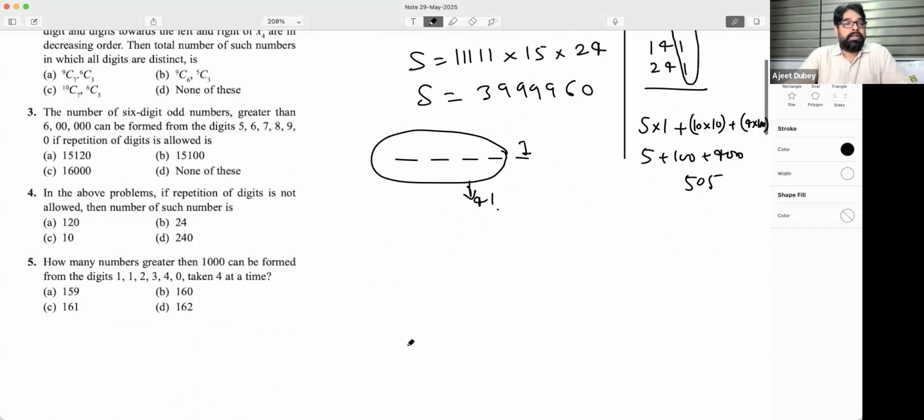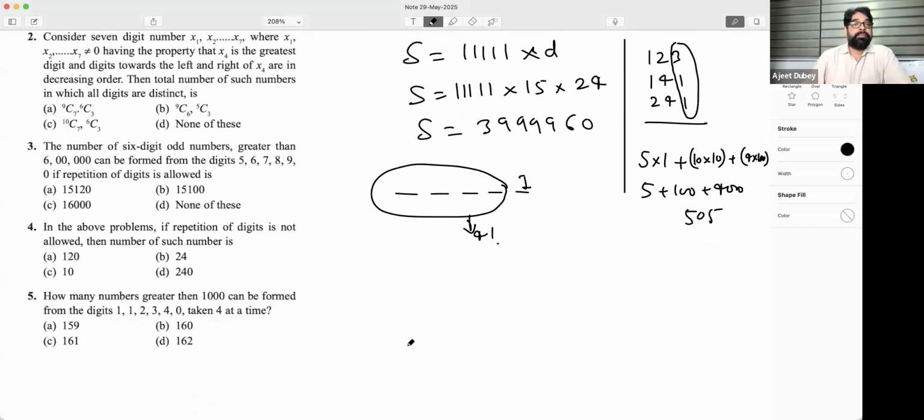See, let's check it. Second question. I'm doing it. Consider a 7-digit number having the property X4 is the greatest digit and digits towards the left and right of X4 are in decreasing order. Then the total number of such numbers in which all digits are different. First thing, in total 10 digits we are having, but the problem is no digit should be 0. So we are having 9 digits only. 0 we cannot select because they already mentioned not equal to 0.